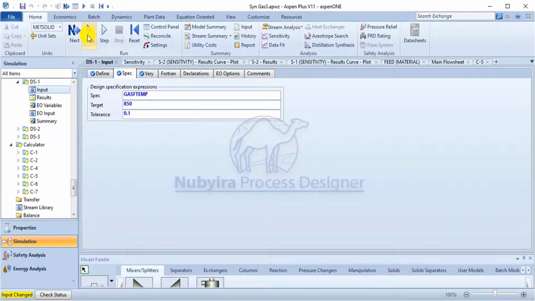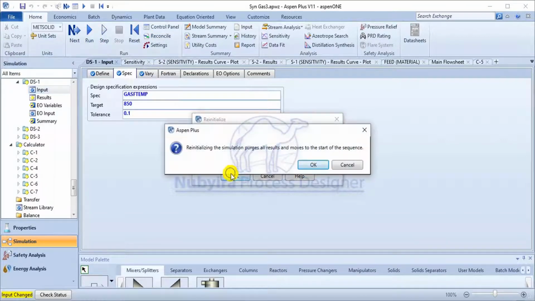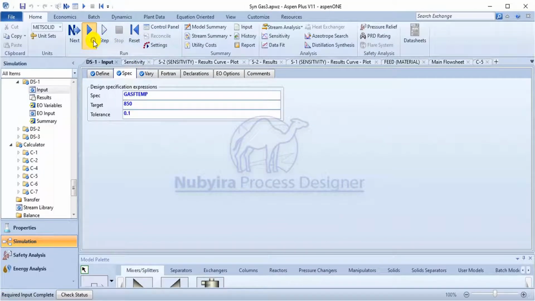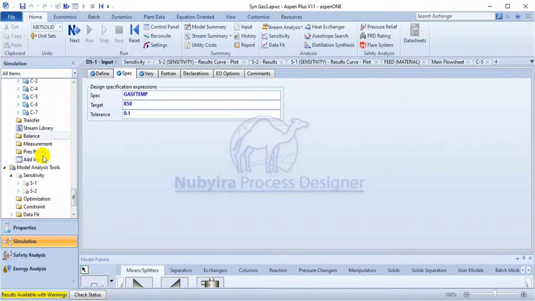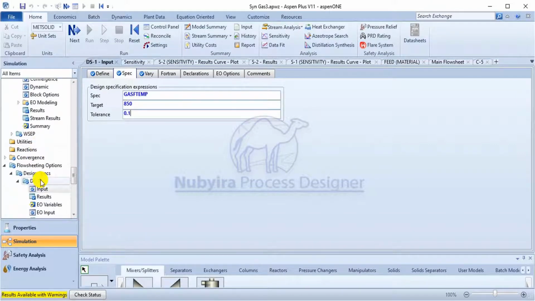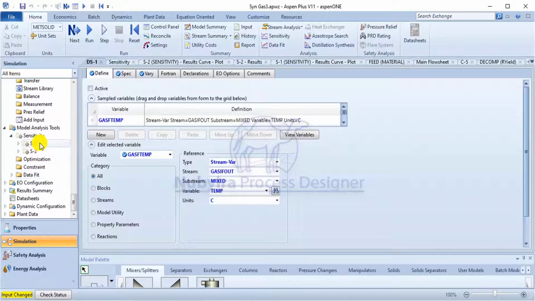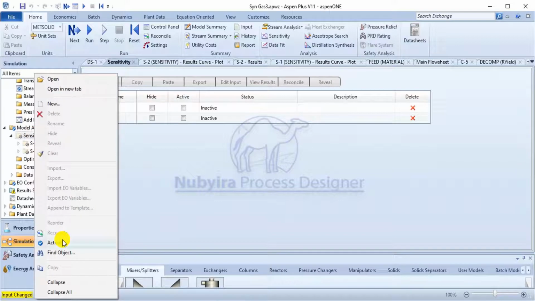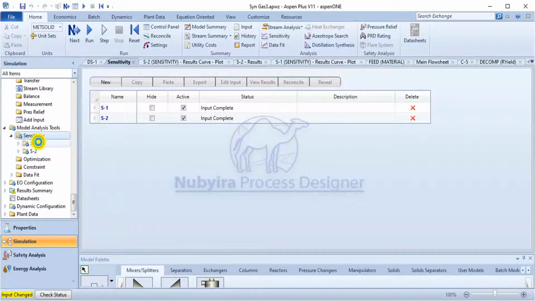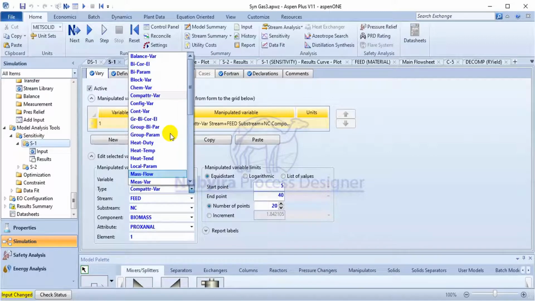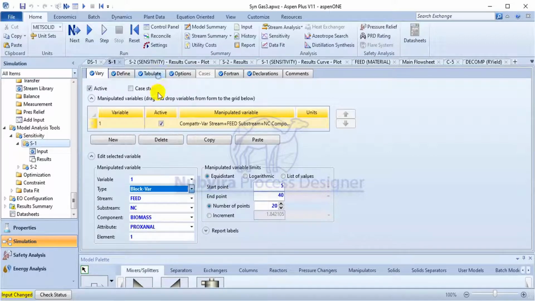And Aspen Plus is not flexible. You have to be open to forms all the time. Okay, that's fine. So now we can deactivate this and do the gasification process. I will activate my sensitivity analysis again. So now I'm going to change this one to block variable.